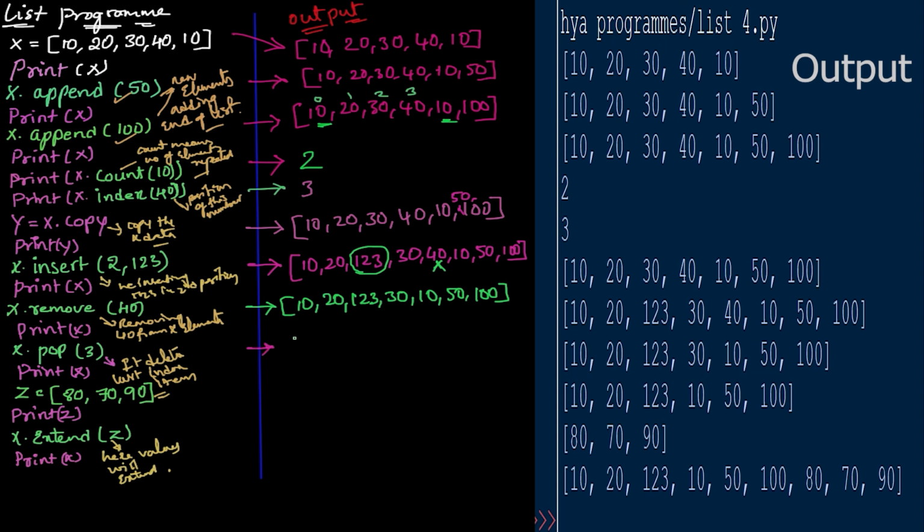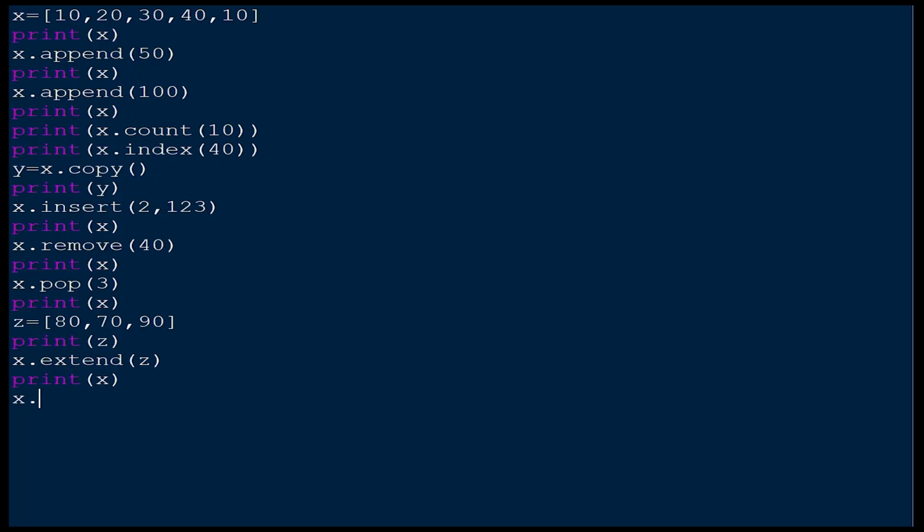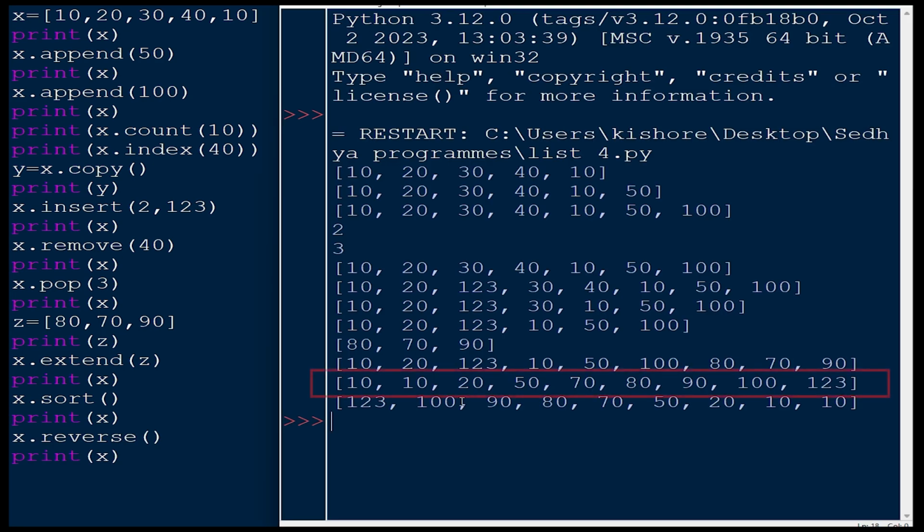Here pop 3 means we need to remove the data at the third position. Here the third position is 30: 0, 1, 2, 3. So 30 is removed. We get the output without 30. Here Z values are printed in the output: 80, 70, 90. Next we need to extend the same values. Here values are extended after 100. This function displays ascending order to descending order. Reverse. All the elements are displayed in reverse.